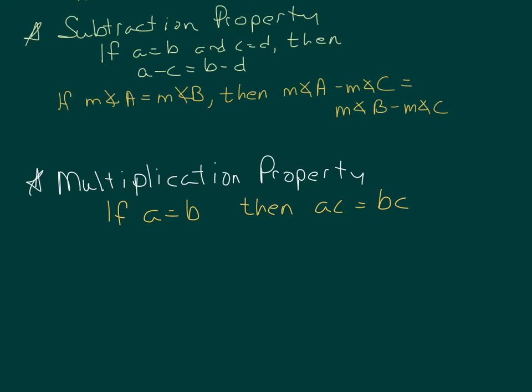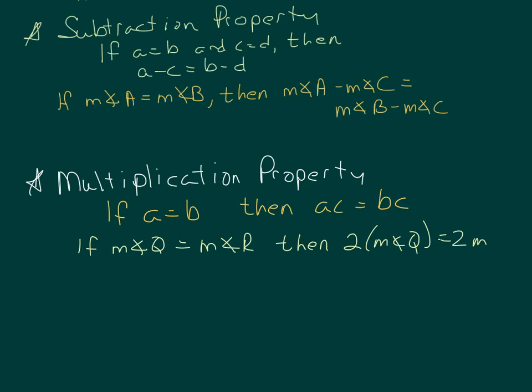But if we want a geometric application, if the measure of angle Q equals the measure of angle R, then we could say that twice the measure of angle Q equals twice the measure of angle R. These are properties that you've worked with so much, they just are second nature, hopefully.